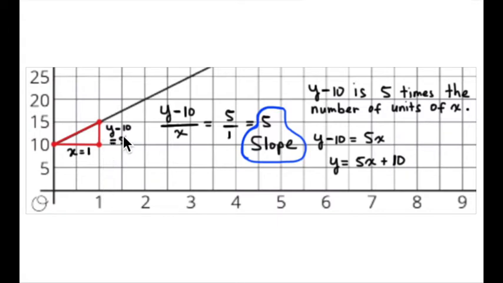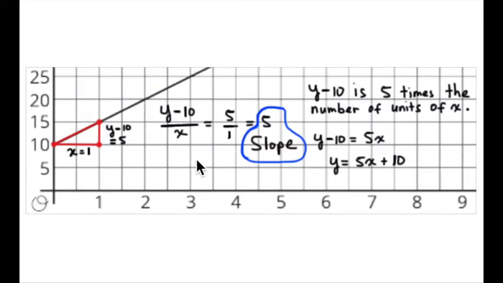So this is going to be the y and x values of the left side of the equation. So this is going to be y minus 10 over the number of units in the horizontal direction, which is just x. And that's because you've moved this next to the y-axis. And so if you go x units in the horizontal direction, for example, this is x equals 1, that length, or that number of units, is 1 unit. So this is y minus 10 over 1.